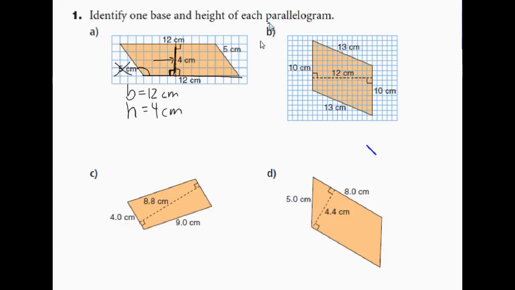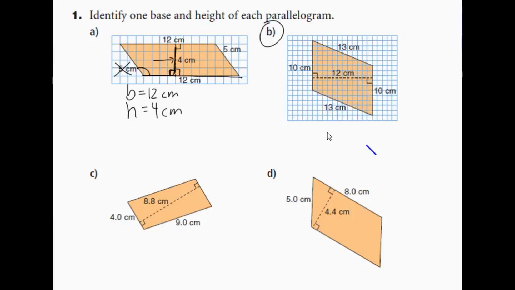Let's go on to B. So B, they've kind of tricked us up here. They're making it look like 13 is the base. Well, if 13 is the base, the question is, can this side be the height? Well, again, we have to look at this angle from 13 to the 10, and is this angle 90 degrees? Clearly it's not, so then that's not going to work.